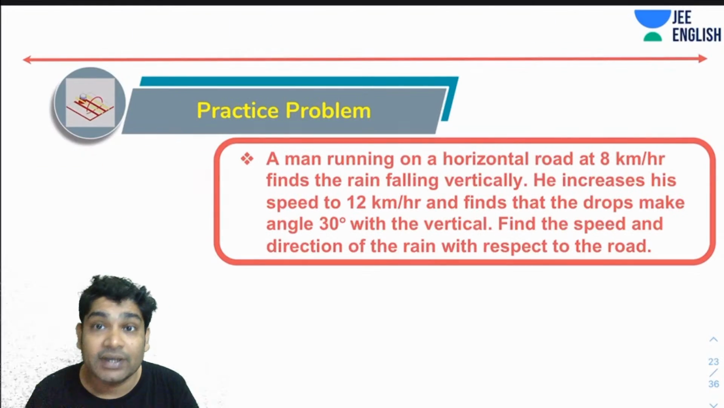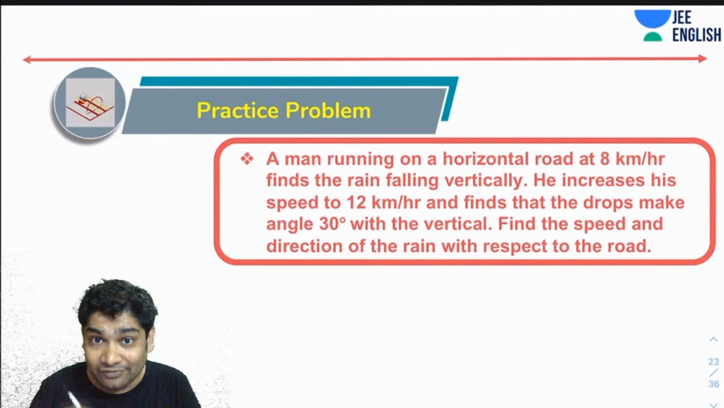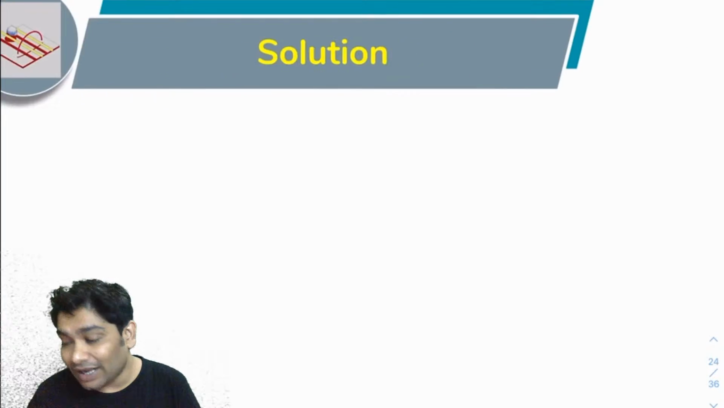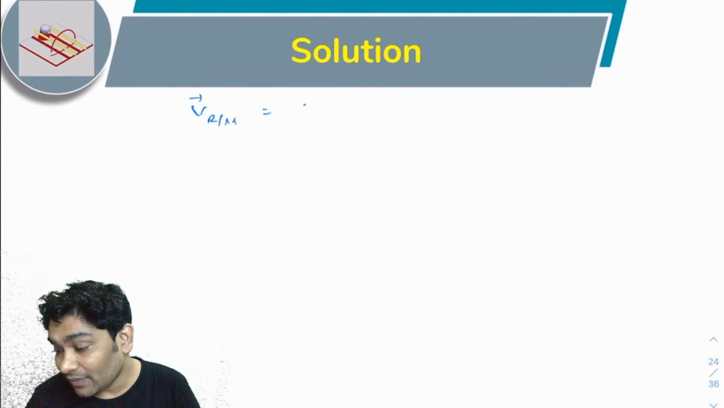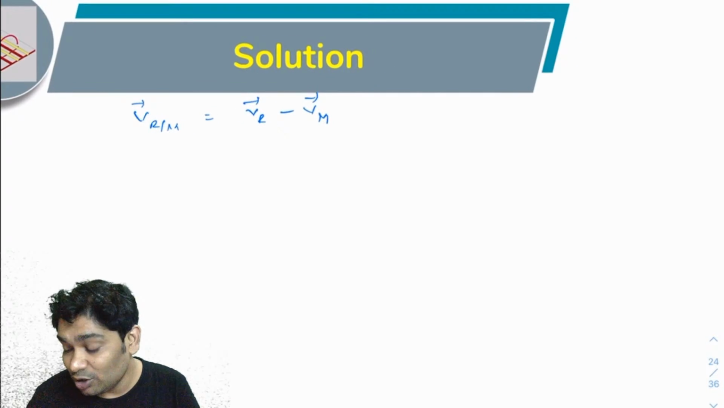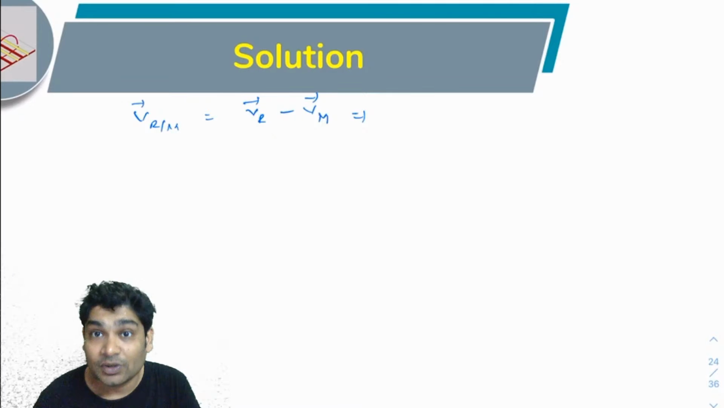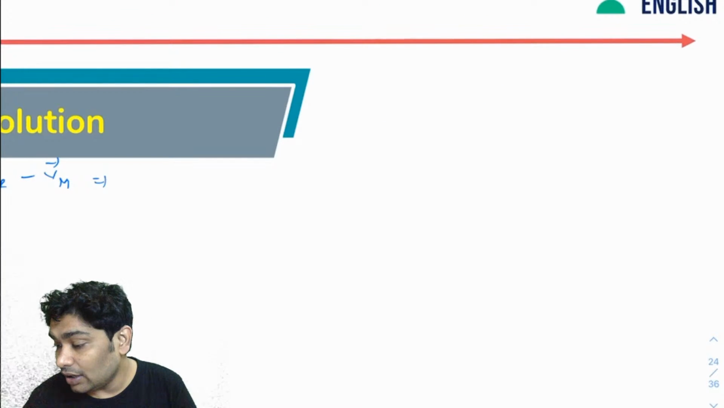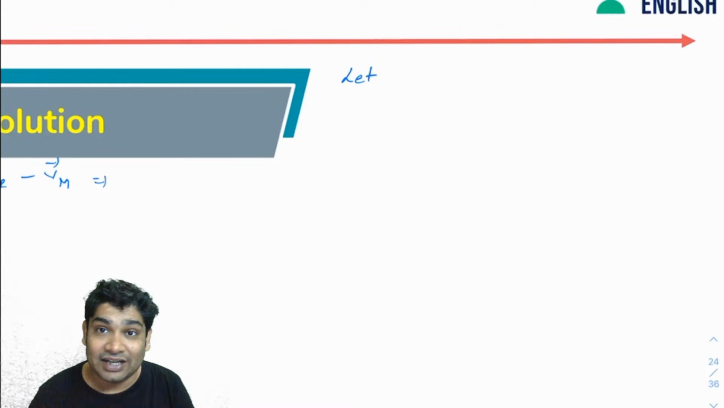Let's see. What does that problem say? It says a man running on a horizontal road with 8 finds the rain falling vertically. Okay. So what I know is the velocity of rain with respect to man should be vertical. Alright. And this would be velocity of rain minus velocity of man. Alright. So from here let's start making some triangles. So imagine, again I am not going to write equations. I am just trying to make triangles, vector triangles, and get the answer from there.